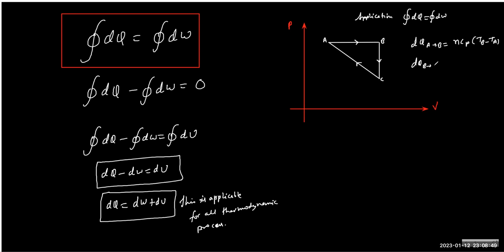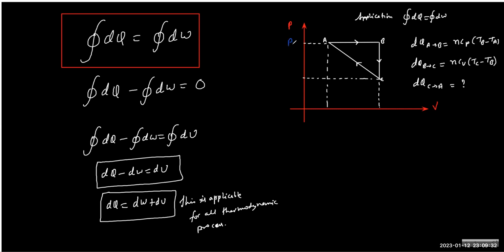Now dQ for B to C is which process? Isochoric process. And for an isochoric process, we know the formula is nCvdT. And then we have no clue about C to A, right? This is unknown. Now there are two ways in which you can solve. One is first find the process itself, then use something, and we get the answer. I'll show you that also later on. But we are trying to understand the application of the definition of the first law of thermodynamics.